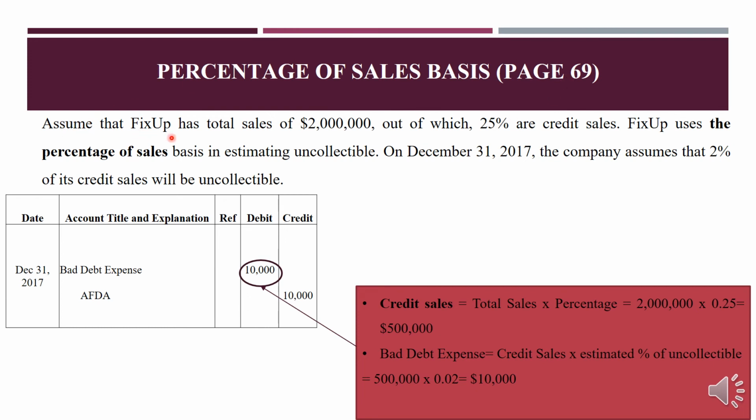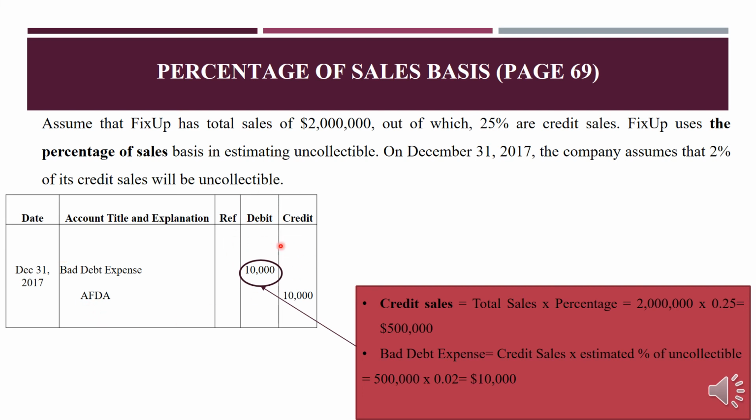Here we have an example. Assume that Fix Up has total sales of $2 million, out of which 25% are credit sales. So 25% of the $2 million sales were sold on account, so they are accounts receivable for the company. Fix Up uses the percentage of sales basis in estimating uncollectible accounts. On December 31, 2017, the company assumes that 2% of its credit sales will be uncollectible. Here we need to record the uncollectible accounts receivable using the AFDA method. The entry will be bad debt expense in the debit and AFDA in the credit.